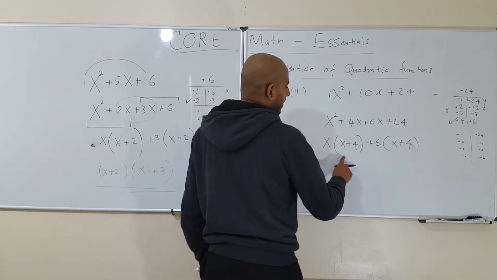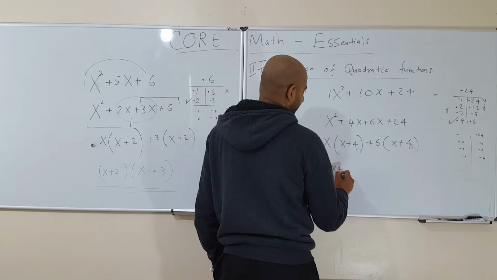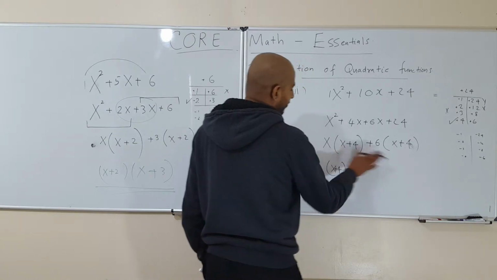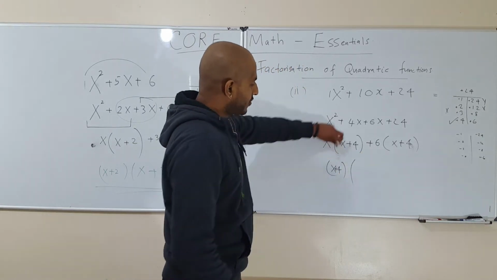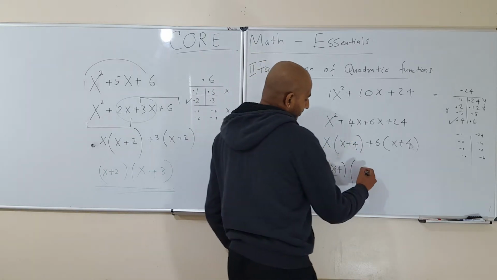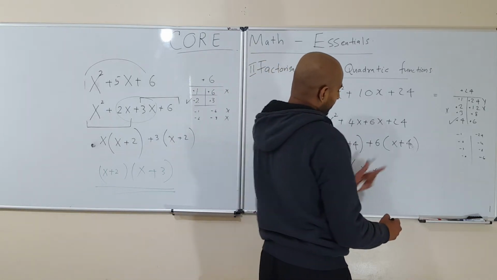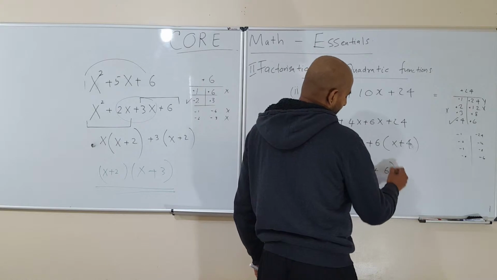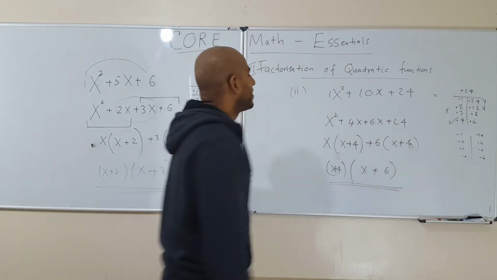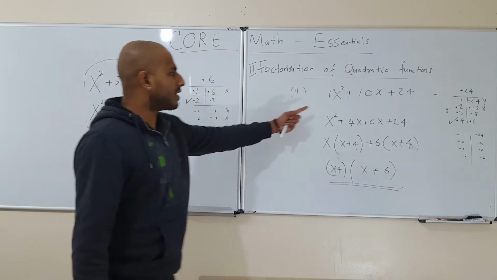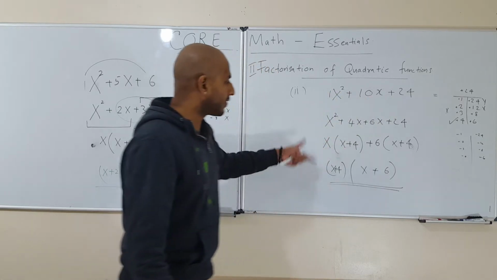So x plus 4 can be taken out as a common factor from both. Once you take out x plus 4, you're going to get x here and 6 here. That's it. That's the fully factorized form, because there weren't any common factors to take out initially.